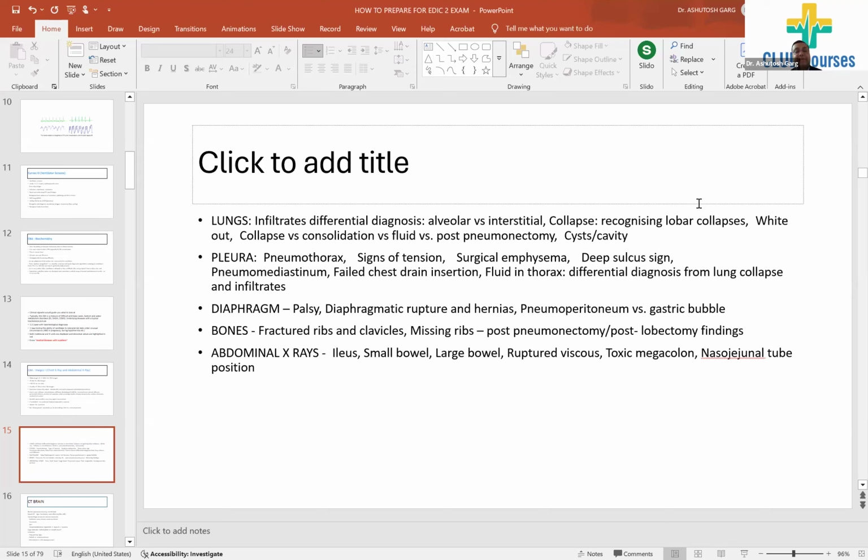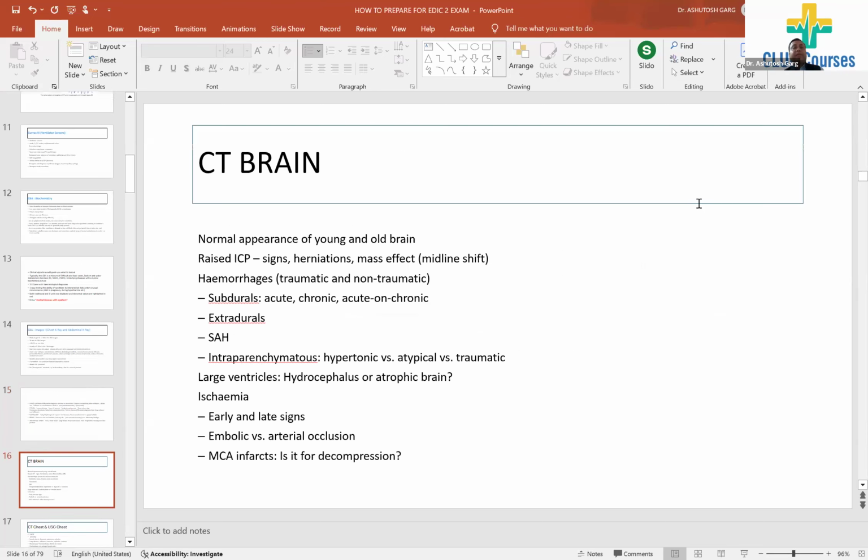In diaphragm, diaphragmatic palsy, diaphragmatic rupture, pneumoperitoneum versus gastric bubble. In bones, there may be fracture of the ribs, fracture of the clavicle, missing ribs in a post-pneumonectomy or post-lobectomy case. In abdominal x-rays, you can find ileus, small bowel, large bowel distension or ruptured viscus, toxic megacolon, nasojejunal tube position.